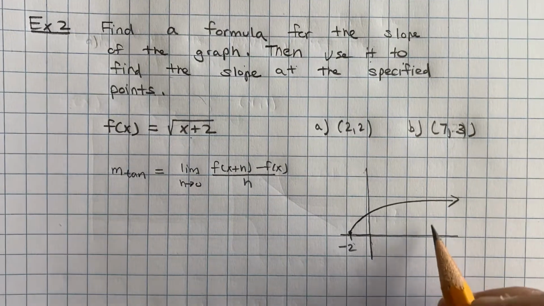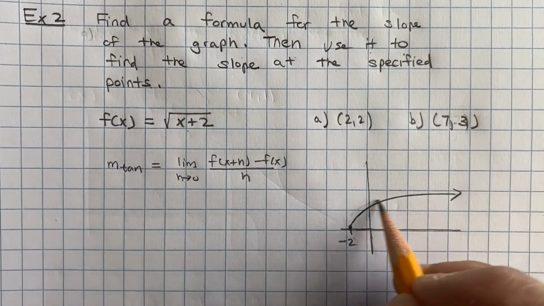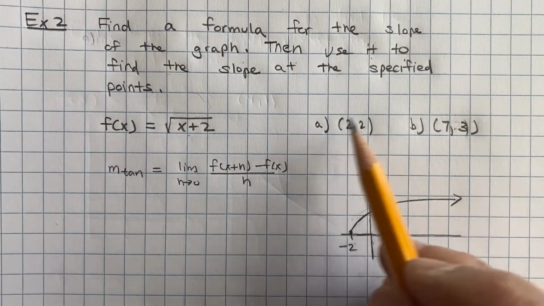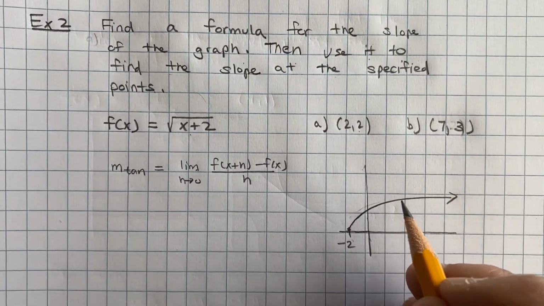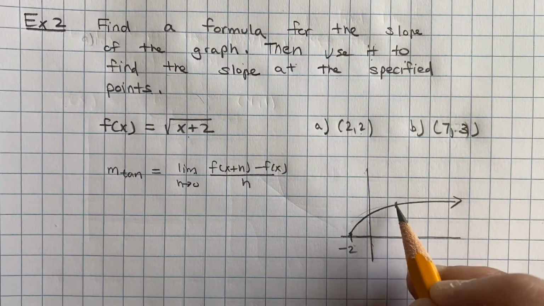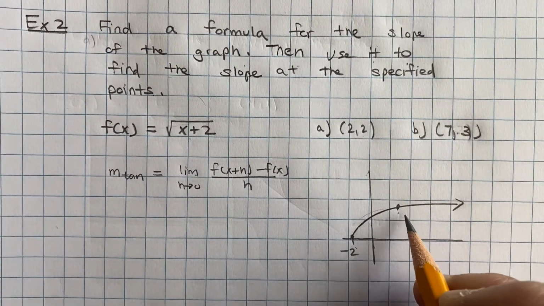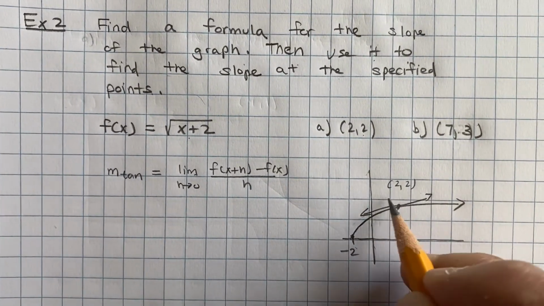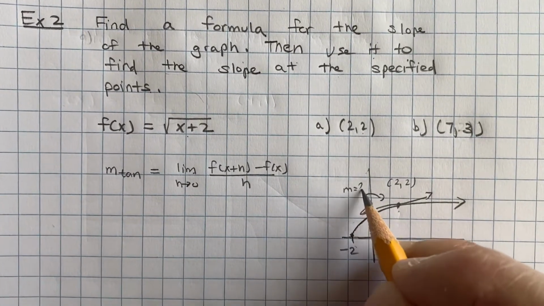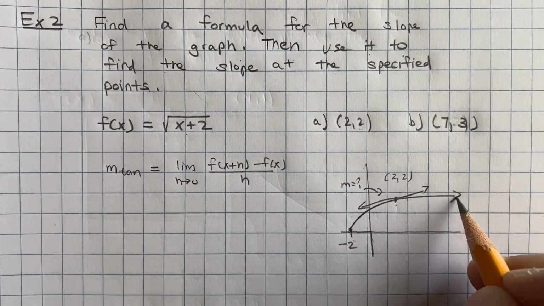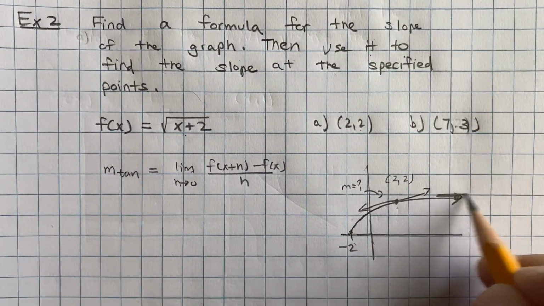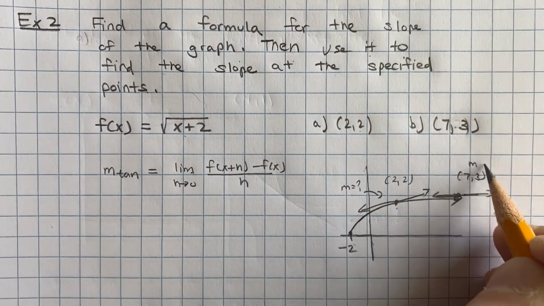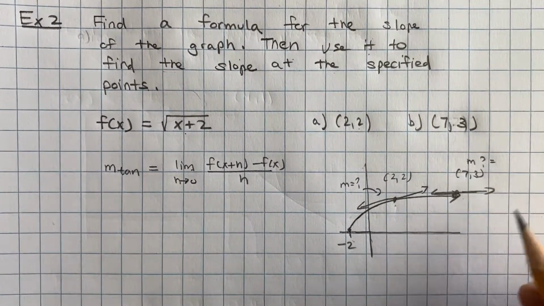And what I want to do is find the slope formula for any point. And once I have that slope formula, I can plug in these points. So again, what is the question? It's saying, find the slope at 2, 2, maybe this is 2, 2. And what's the slope right there? Okay, and then 7, 3, maybe somewhere over here. I don't know. What's the slope at 7, 3?